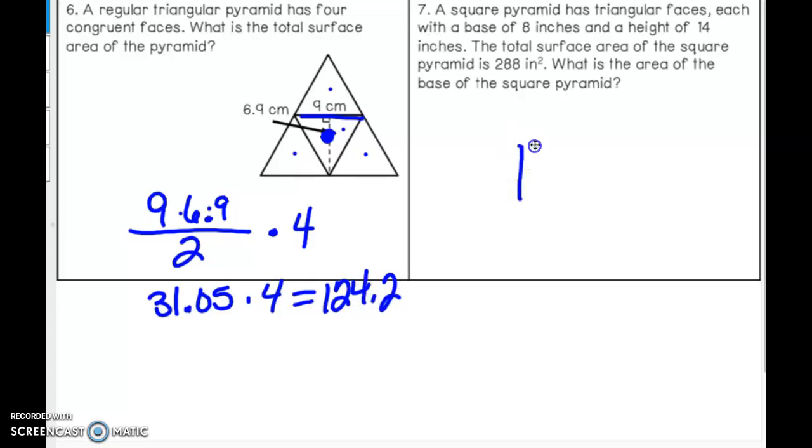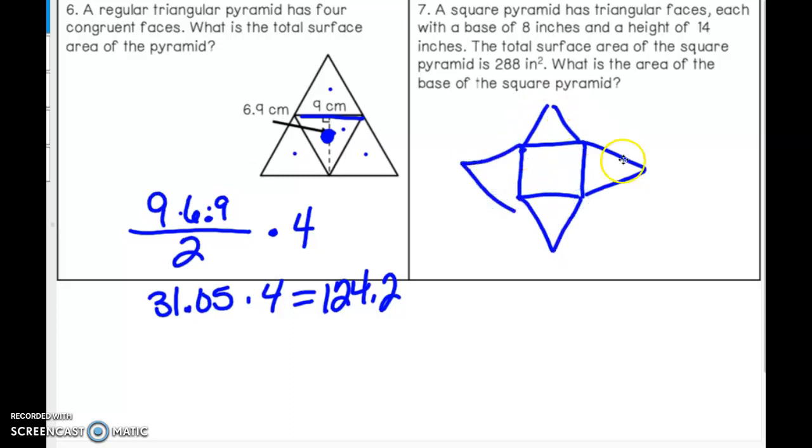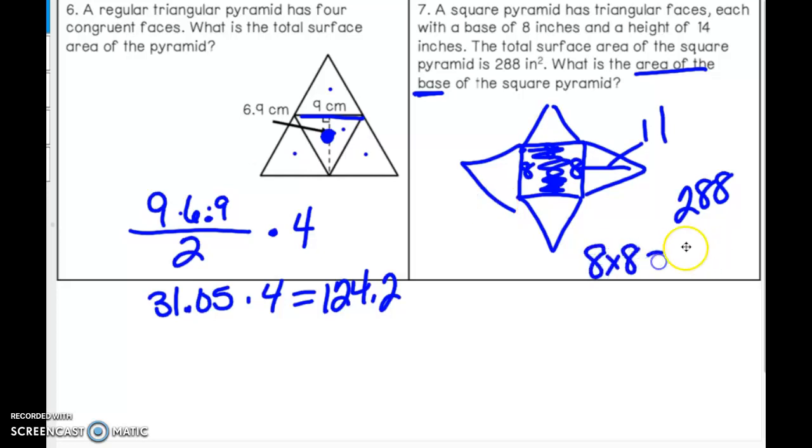And on this last one, I'm going to give you a hint and tell you they gave you way too much information. It says a square pyramid has triangular faces. Yep, makes sense. Each with a base of 8. So that means these sides are all 8. A height of 14. And the total surface area is 288. What is the area of the base? So the question is, what is the area of the base? Well, the base is this part. And we know it's an 8 by 8, so you don't need all that other stuff. The base is 64 inches squared. And I know it's inches because it tells us there.